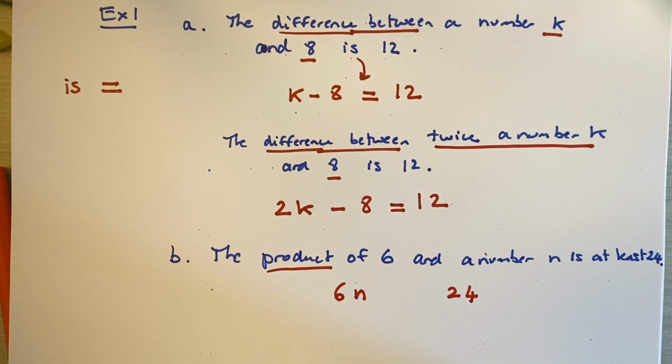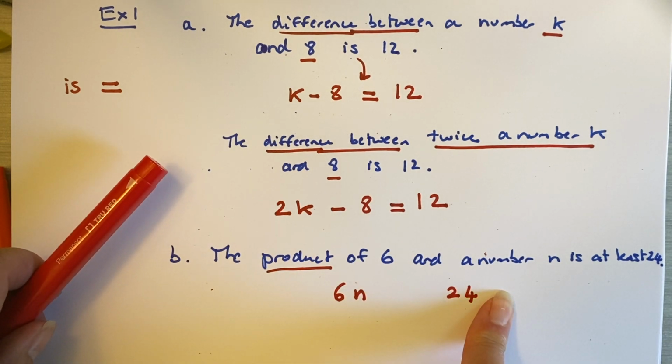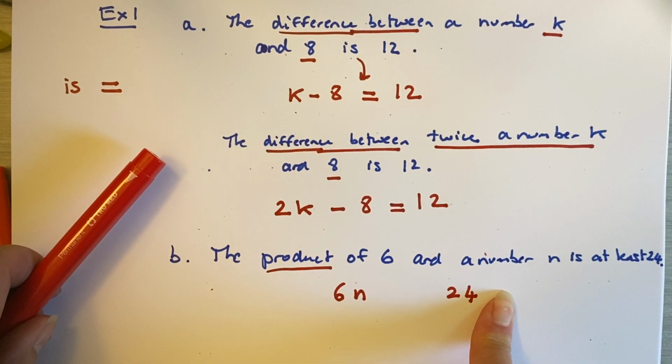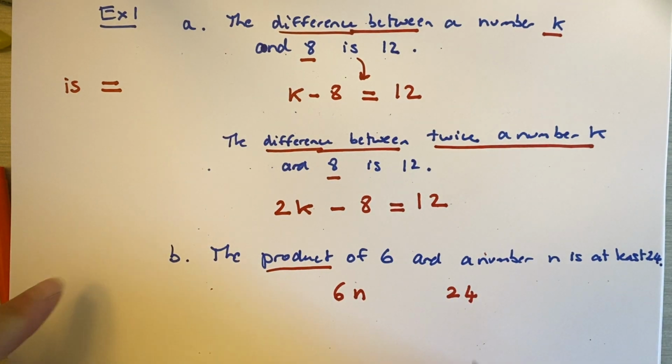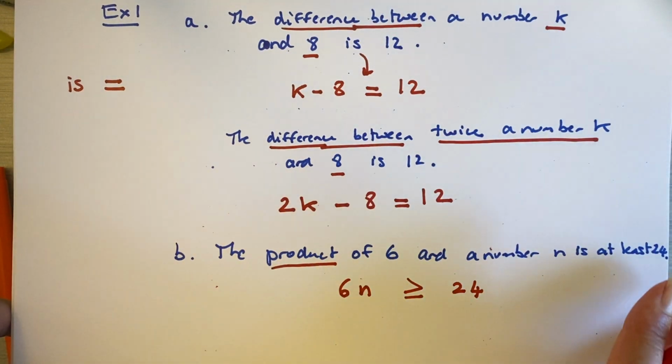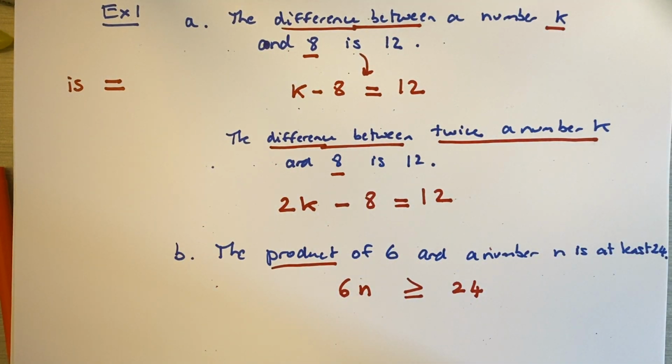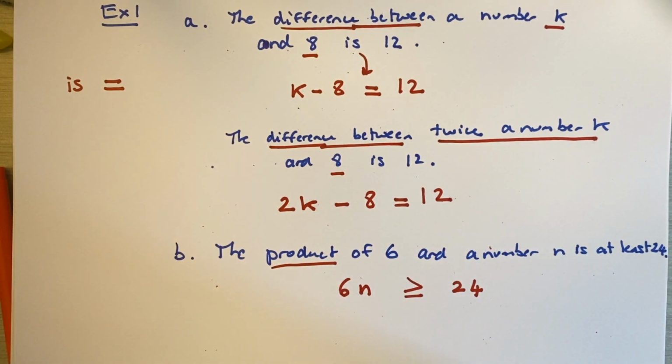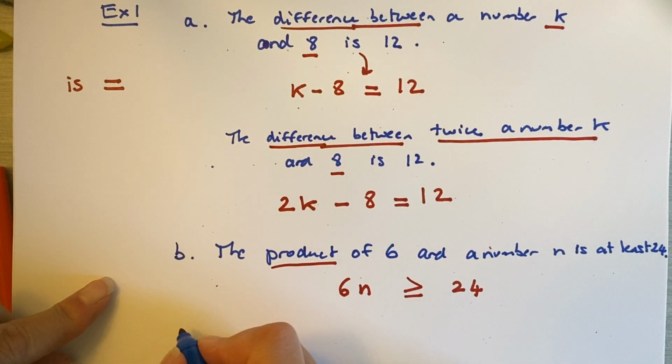At least 24. So before you write anything down, think about it. Is 25 at least 24? Yes, right? Because it's greater than 24, so it can be greater than. Is 24 at least 24? Yes, it is, so it can be equal. Is 23 at least 24? No. So my advice is if you get confused, try different numbers and see if they work, because I do recognize this language can be very confusing when you first do this.